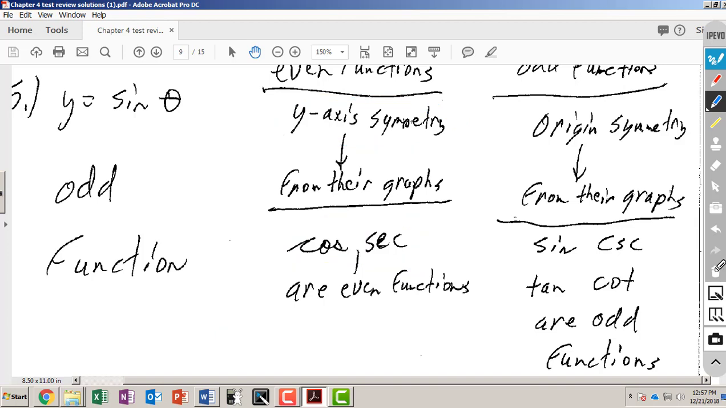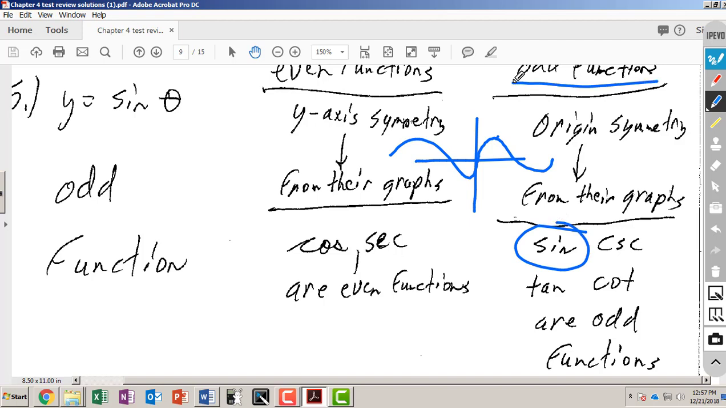Now if I look at my graph of sine, here's the graph of your sine wave. It starts right here at 0, 0, and it looks like this. You're going to notice that it is symmetrical across the origin. So that's why sine is an odd function, because it's symmetrical across the origin. And its reciprocal has the same type of symmetry, so that's why it is also an odd function.